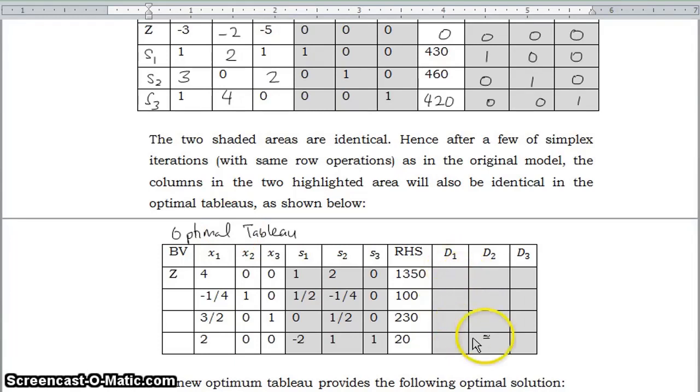We need to fill in these columns, and the elements in these columns are the same as the elements in the slack variable columns. We have 1, 2, 0, 1 over 2, negative 1 over 4, 0, 0, 1 over 2, 0, negative 2, 1 and 1. And we need to fill in the column of BV. The BV for the first constraint is x2, because this variable only exists in row 1. For row 2, the basic variable is x3. And the basic variable in row 3 is S3.